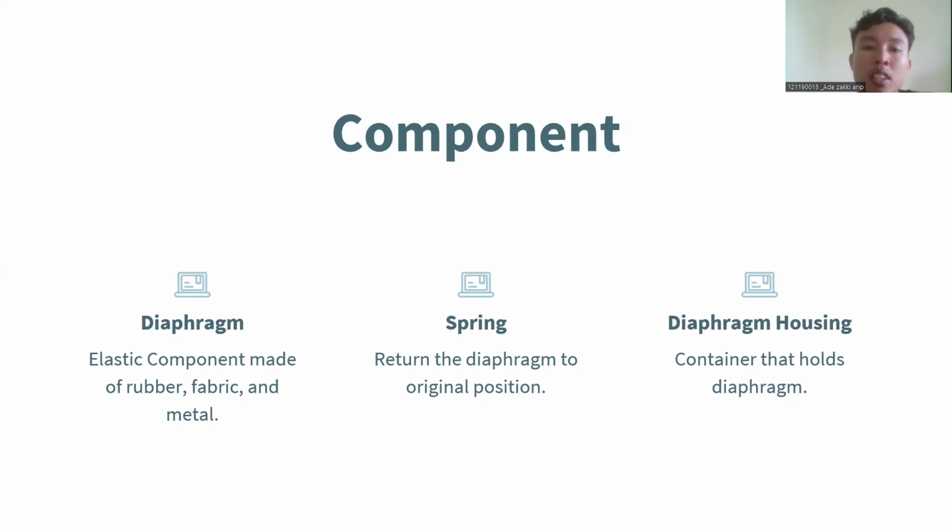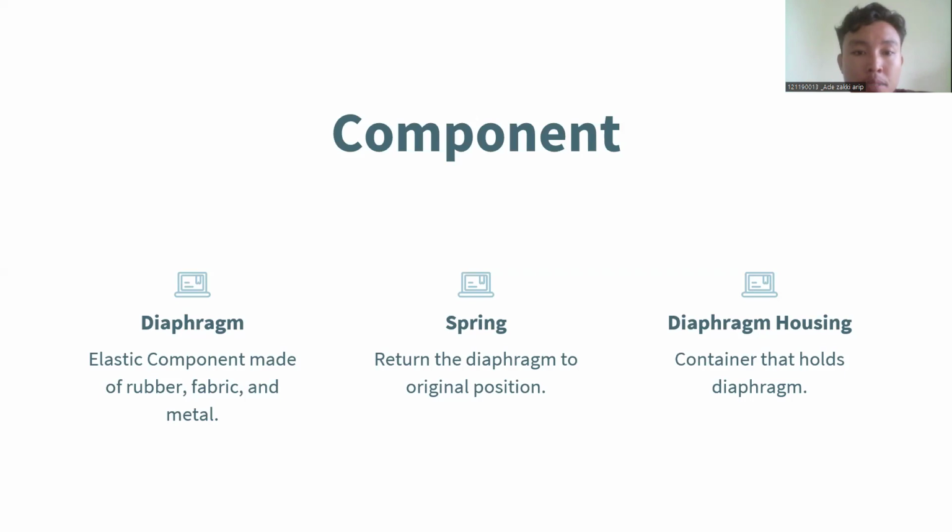Next is the components of the actuator. First is the diaphragm. A diaphragm is an elastic component made of rubber, fabric, or thin metal. The diaphragm's function is to convert air pressure into mechanical movement. Next is the diaphragm housing. The diaphragm housing is a container that holds the diaphragm. It is usually made of metal or plastic.